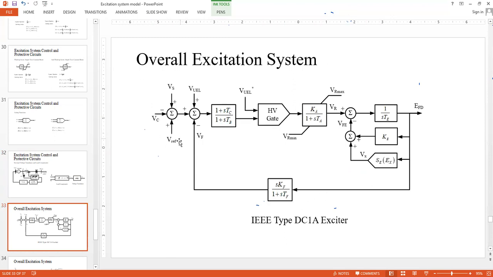This is the feedback signal. V reference is, of course, the reference signal, could be DC or AC. VS is the power system stabilizer output. We will take this topic later on. So for the time being, we'll consider this to be 0.